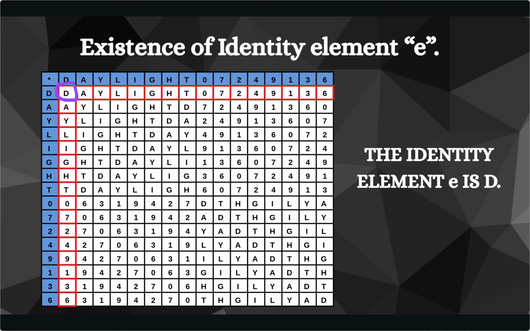And now, existence of identity element. In finding the identity element, let's look for a row that matches the elements in the outer top row. Then we have this row, and look for a column that matches the elements in the outer left column. Then we have this column. And the intersection of column and row is the identity element. So the intersection of this row and this column is D. Therefore, the identity element E is D.